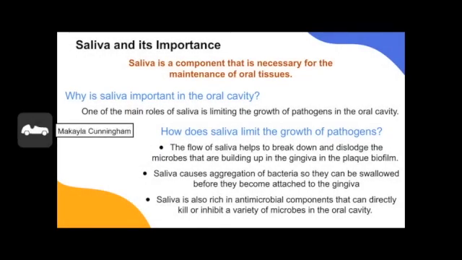Saliva is a component that is necessary for oral tissues. One of its roles is limiting the growth of pathogens in the oral cavity. The flow of saliva helps dislodge the microbes that are building up in the gingiva. Saliva causes aggregation of bacteria so they can be swallowed, and saliva is also rich in antimicrobial components that can kill or inhibit microbes.